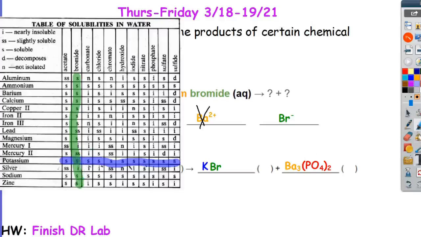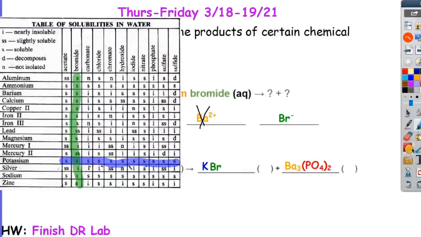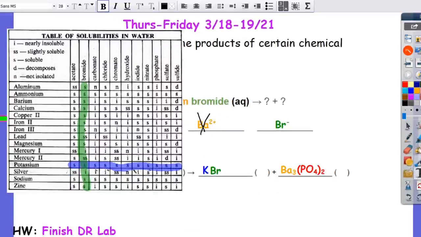Now, a lot of students think S means solid. Now, when I write my states, yes, S does mean solid. But on this table, S stands for soluble. If something is soluble, it means it dissolves in water. All of these reactions are taking place in water. So if you get an S, then your state of matter is aqueous.